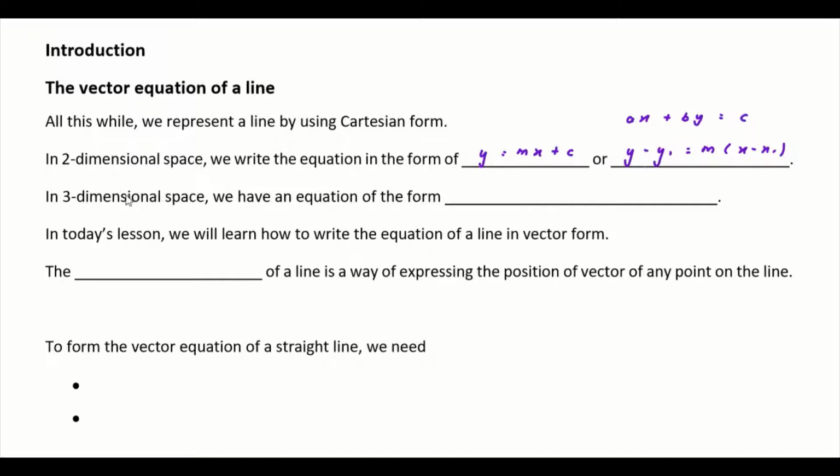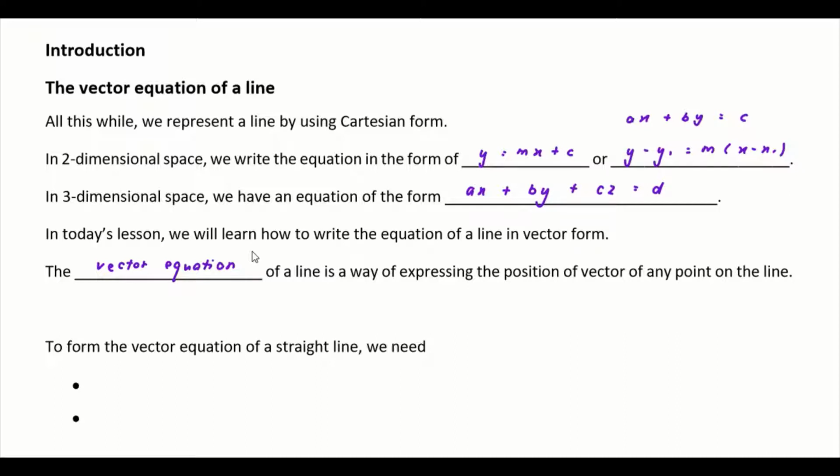In 3D space, we actually didn't learn how to find the formula, but we know that it will be in the form of ax plus by, and because we have the third axis, we also have cz, equals d. So this is the equation in a Cartesian form. In today's session, we are going to learn how to write an equation in vector form. In short, it's called the vector equation. A vector equation of a line is a way of expressing the position vector of any point on the line itself.